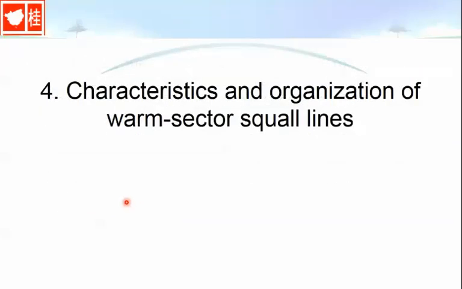Now let's begin part 4. In this part, I will introduce warm sector squall lines, including impacts on weather systems and environmental conditions, radar echo features and mesoscale systems, and some statistical features of warm sector squall lines, as well as difficulties in forecasting.